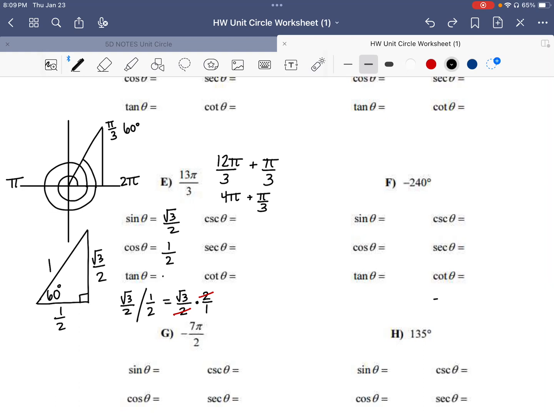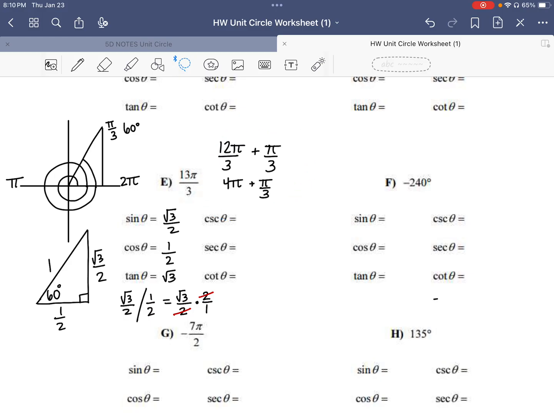square root of 3. Okay, now let's do our reciprocals. Cosecant, I'm just going to move this out of the way a little bit. Cosecant is 2 over the square root of 3, right? We just take the reciprocal of sine.